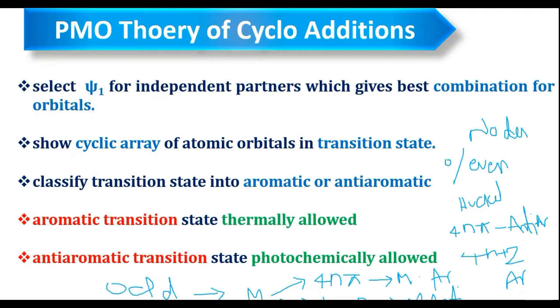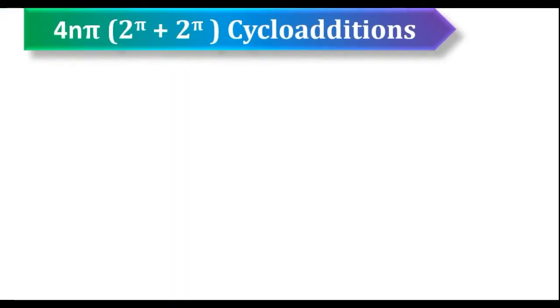If you have any doubt, go through the PMO theory of electrocyclization, where we classified the pi systems as well as the transition states. Okay, let's go to the concept. Now the first reaction is the 4n pi cycloaddition reaction. It is also called 4 pi 2 pi cycloaddition, also called 2 pi 2 pi cycloaddition. The best example is the dimerization of ethylene.